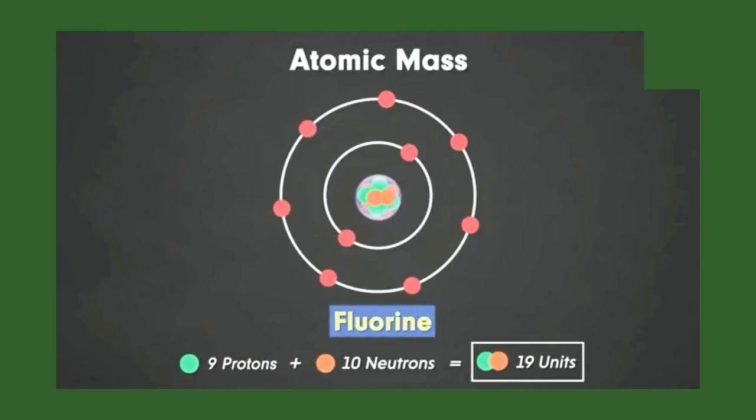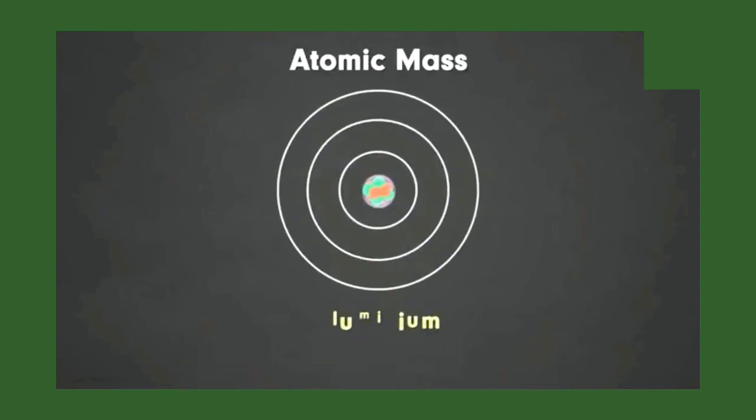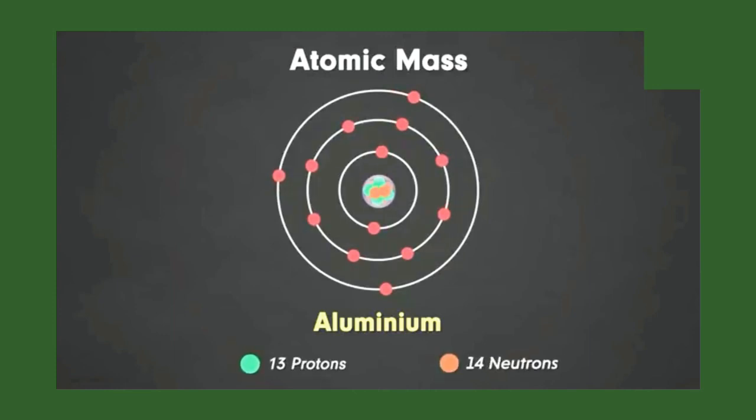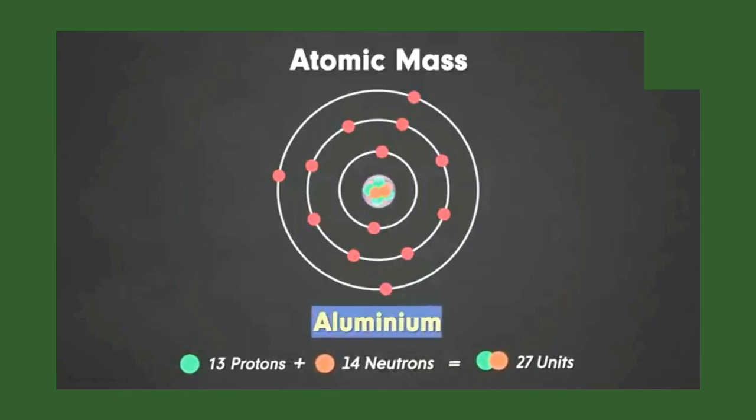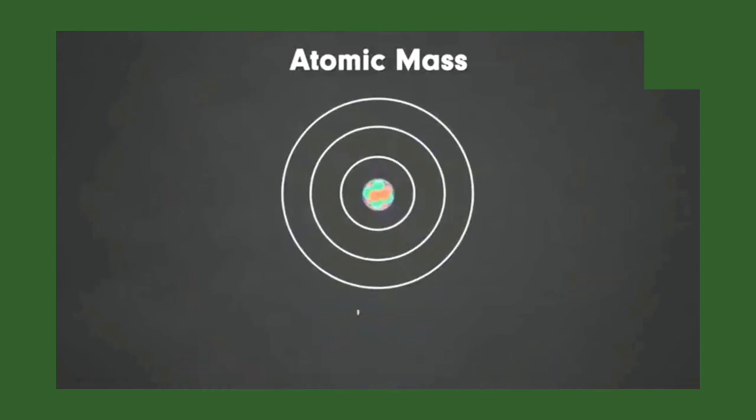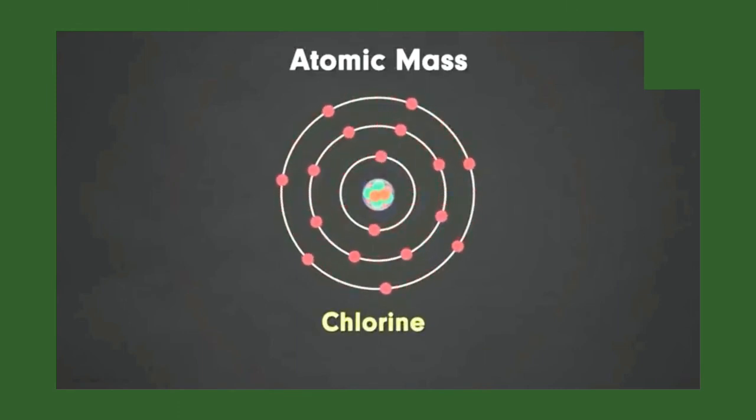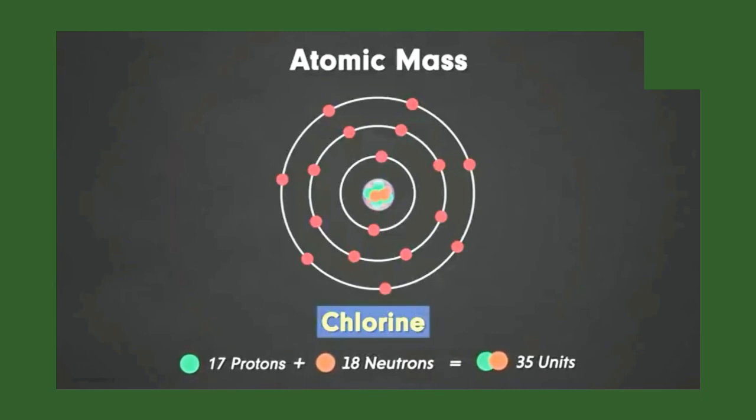That's right. Just like fluorine, even aluminium has an extra neutron compared to the number of protons. That is, in a single atom of aluminium, we have 13 protons and 14 neutrons. Summing up the two, we get 27 units, which is the atomic mass of aluminium. Now let's take another random example of chlorine. A chlorine atom has 17 protons and 18 neutrons. That means the atomic mass of chlorine will be 35 units, right?